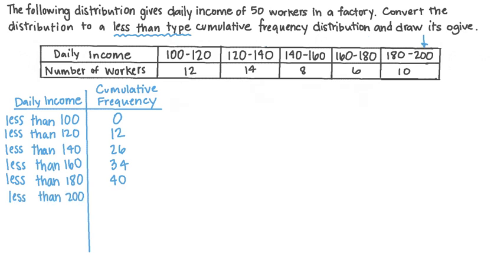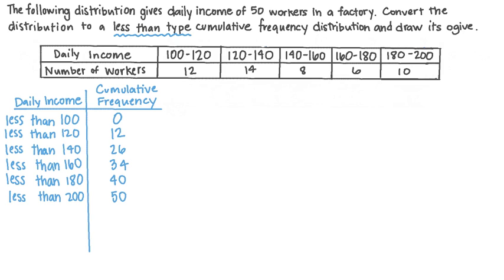The upper bound of our final category is 200. How many workers earned less than 200? Which would include all of the workers in this table. 50 workers earned less than 200.